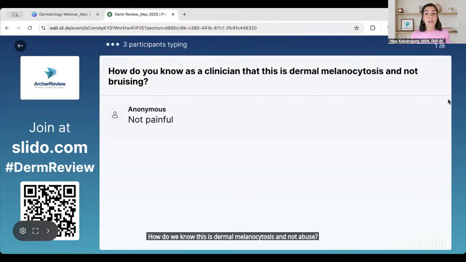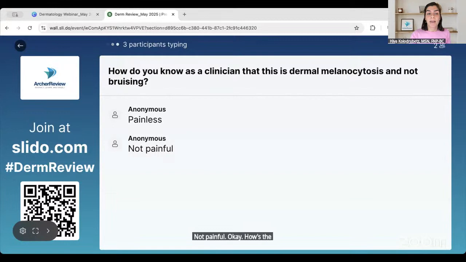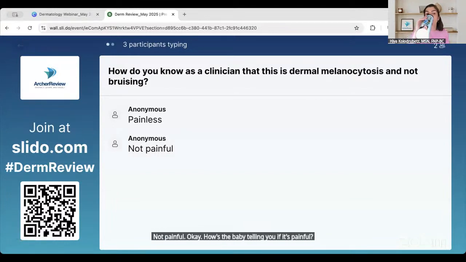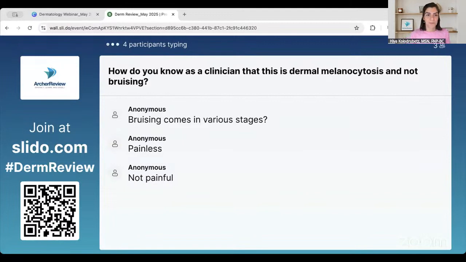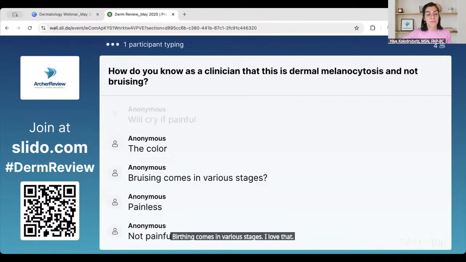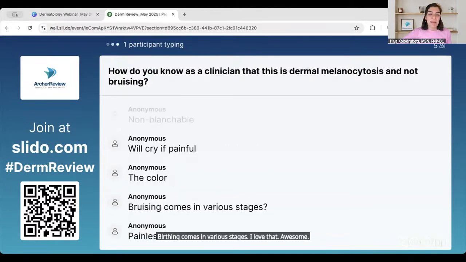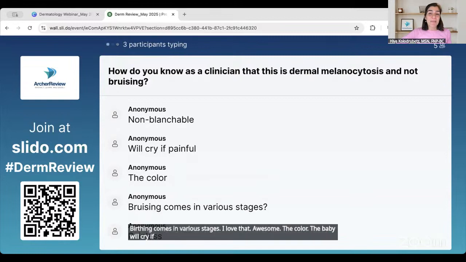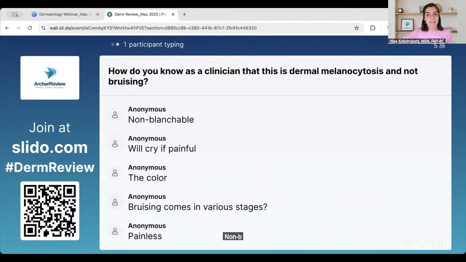Not painful. Okay. How's the baby telling you if it's painful? Painless. Bruising comes in various stages. I love that. Awesome. The color. The baby will cry if it's painful. What if that baby's just crying that whole visit, right? You can't really tell, right? Non-blanchable. I love that. Yes, absolutely. Yes, you guys hit the nail on the head.